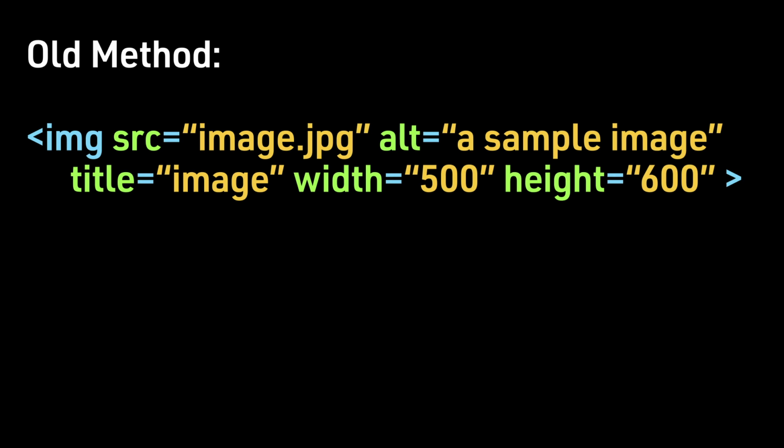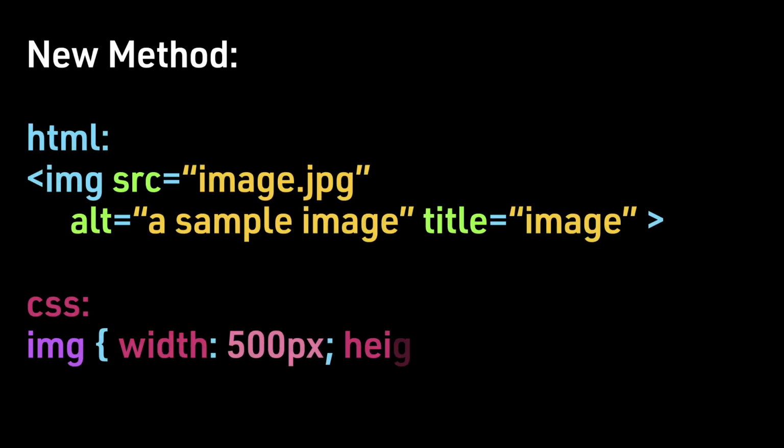This is an older way of writing HTML, and the preferred method is to adjust these attributes in the CSS, or cascading style sheets, rather than adjust the height and width of an image using HTML. As we start to discuss CSS more, you will start to understand why.